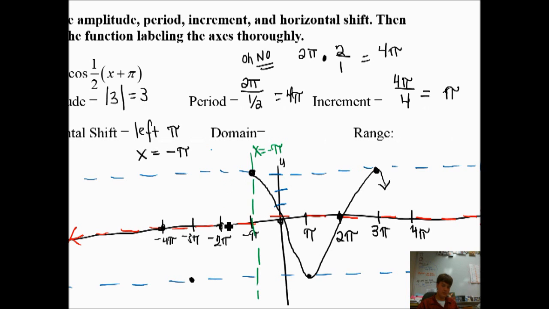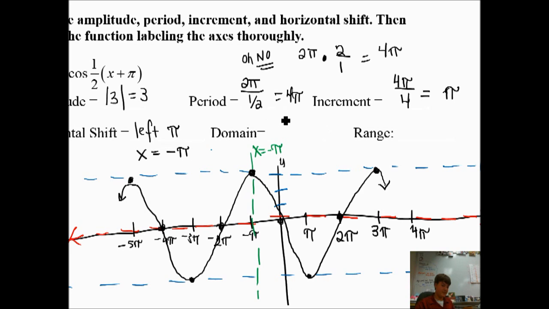Okay, so we got 1, 2, 3, 4. Looks like we're going to need another negative 5 pi. So then we're going to go back up to the top here. All right, looks pretty good. I'm sure you can draw it better on your paper than you can on that tablet.